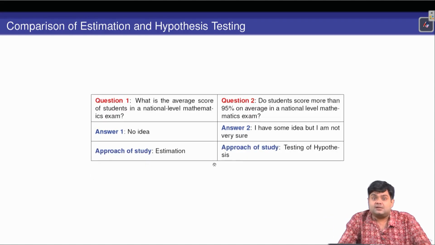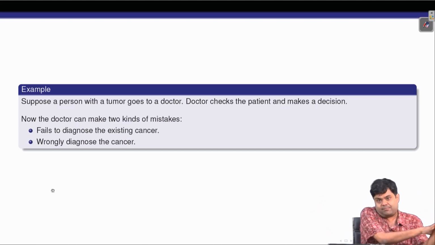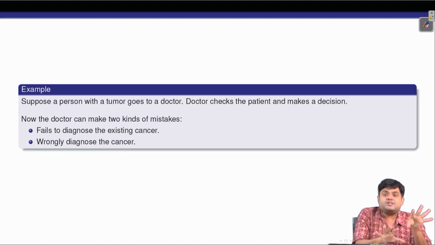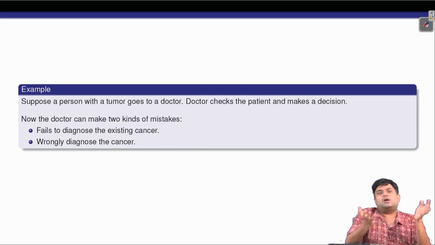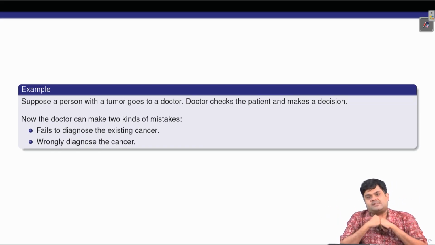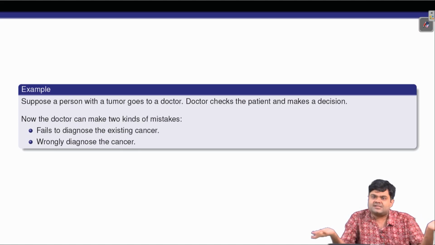I'll go fast and move to this rather morbid example we did. The conventional wisdom in the height example is of one type. Conventional wisdom here is of a different kind. This is also an example we carefully discussed last time. Here a doctor is testing a patient's tumor. A patient with a tumor has come to a doctor. The doctor has to take a call whether to say that the patient doesn't have cancer or that the patient has cancer.